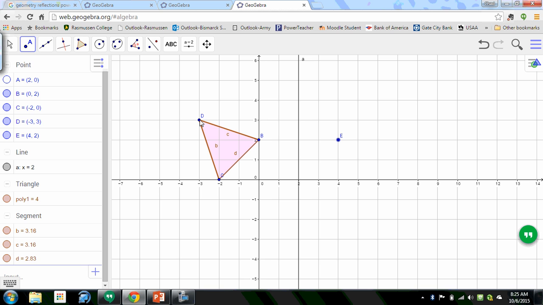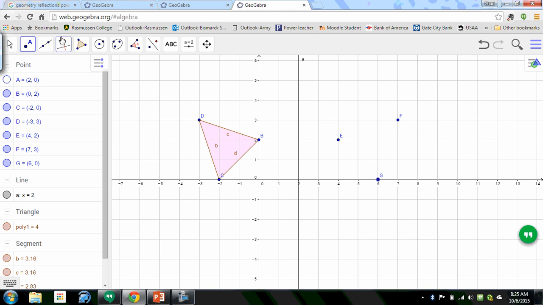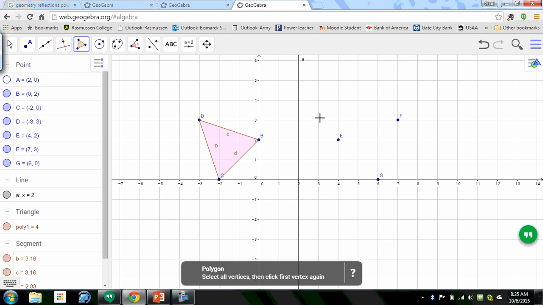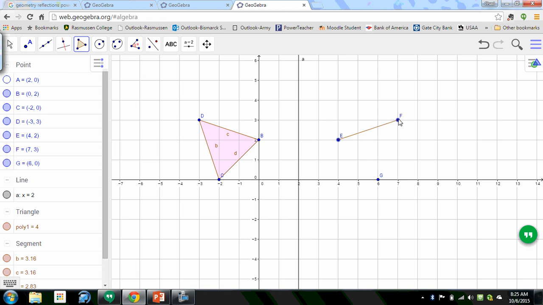Same thing with this vertex as well. This vertex is 1, 2, 3, 4, 5 units away from the line of reflection. So go in the opposite direction, 1, 2, 3, 4, 5 units in the opposite direction. And then this one down here is 1, 2, 3, 4. All right, I'm going to connect those dots. And I just performed my reflection about the line x equals 2.